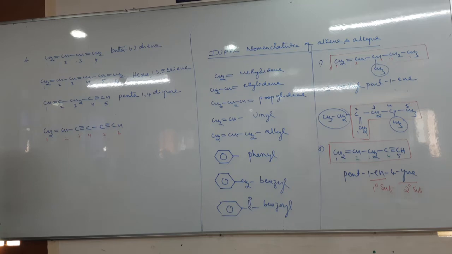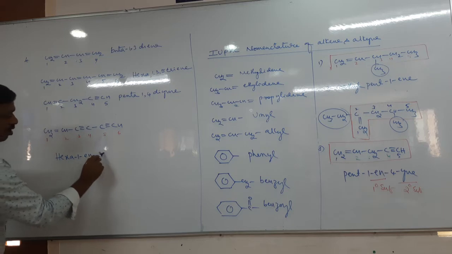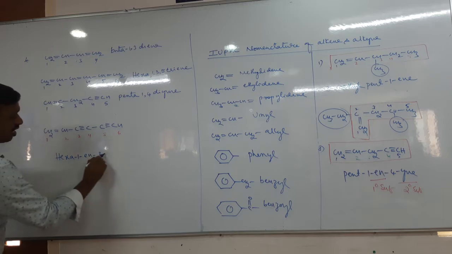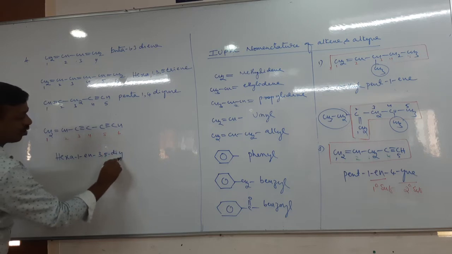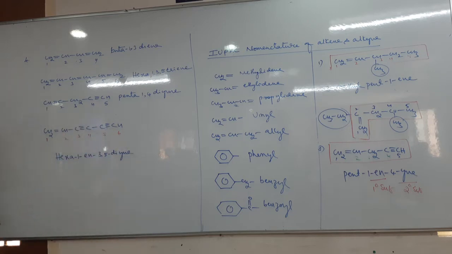Now tell me, it is a hexa. Now shall we write hexa or hex? Hexa. So it is hex-1-en-3,5-diene. Wrong. This is wrong. Here not hexa, hex only.